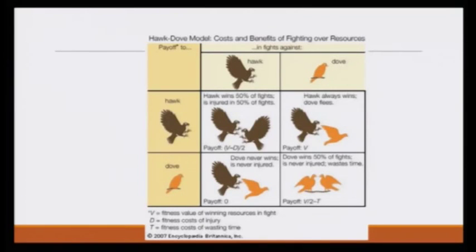Here there is a very nice picture from Encyclopedia Britannica. Here we have hawk, here we have dove, similarly here we have hawk, here we have dove. We can call this row player as player 1, here we have player 2.